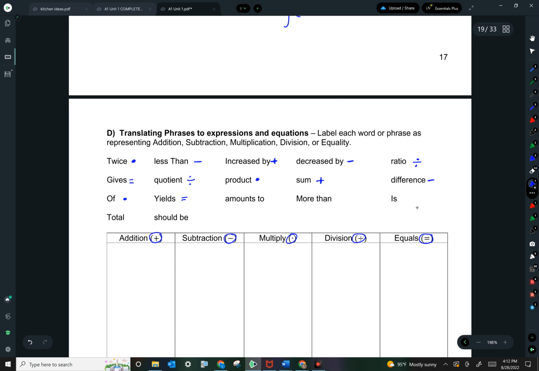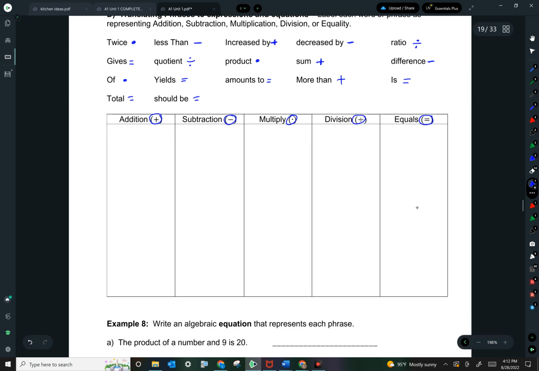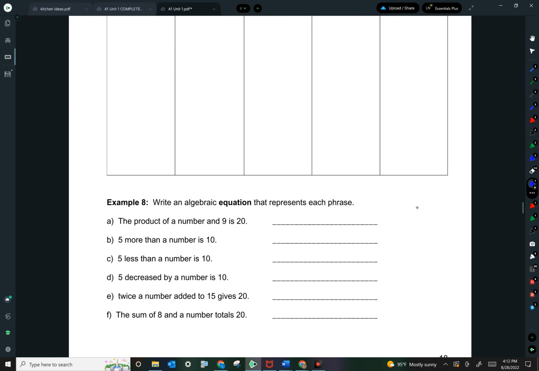That means equals. Amounts to would be equals. More than is addition. Is equals. Total is equals, and should be is equals. Okay, so hopefully that'll help you kind of write some phrases. So we're going to write an equation. That means you better have an equal sign for each of these.